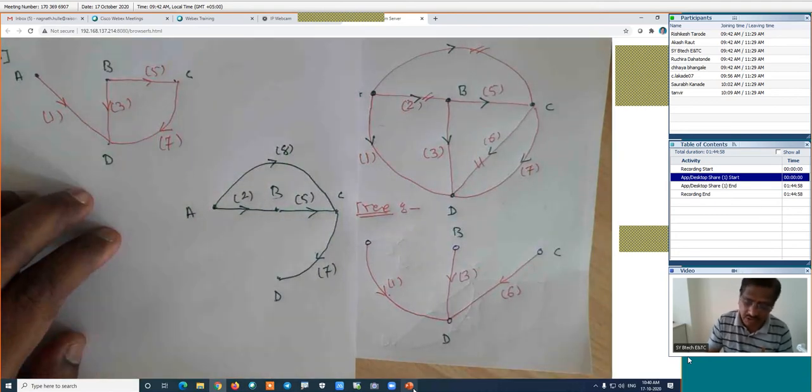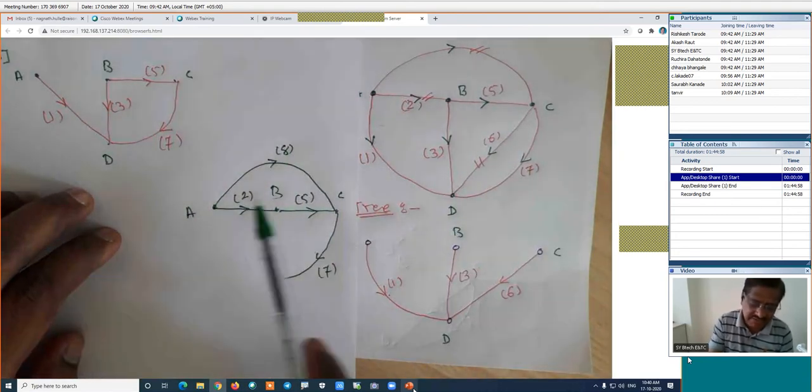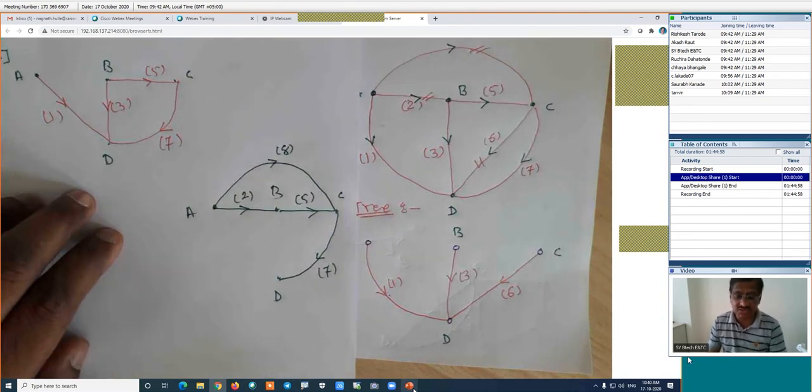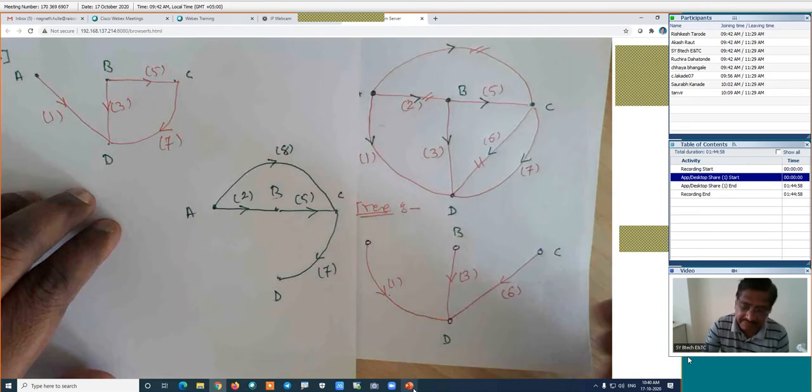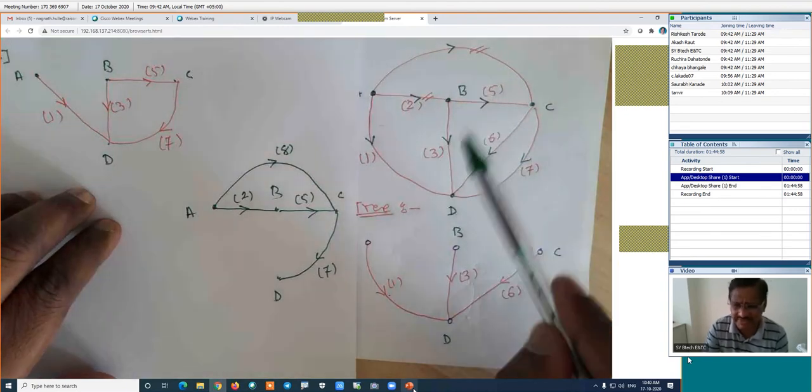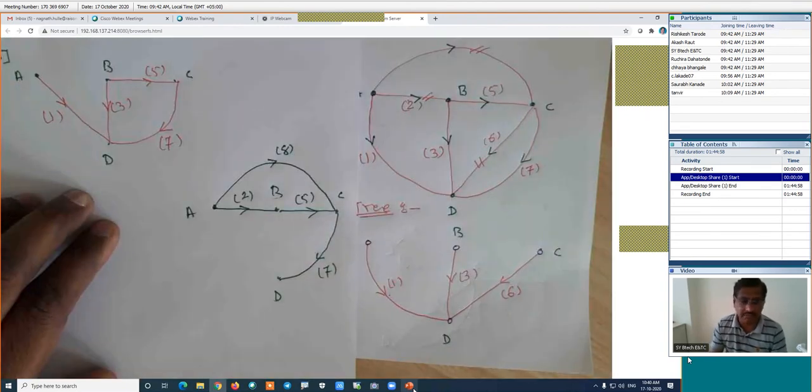Otherwise, count its number 1, 2, 3, 4, 5, 6, and 7. We have the 7 branches in this particular case. Though your number is looking to be 8, but by mistake I have not given the name, which is 4. That's why no need to bother about that much.